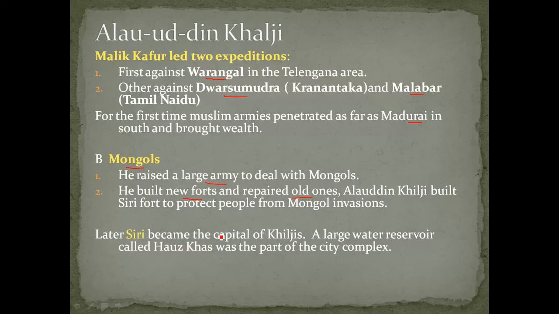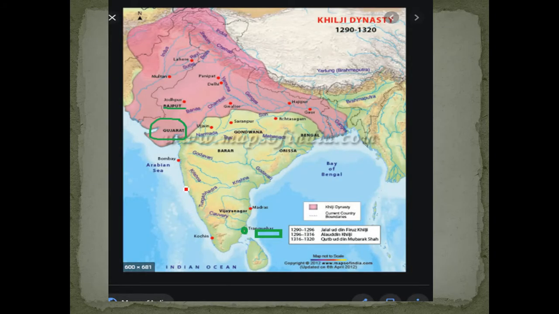Alauddin also built the Siri Fort. Now this is very important. Questions are asked on this, that who built Siri Fort? Siri Fort was built by Alauddin Khilji to protect people from Mongol invasion. Later, Siri became the capital of the Khiljis. A large water reservoir called Hauz Khas was part of the city complex. So this is very important. The capital of the Khiljis was Siri. So these are the areas.